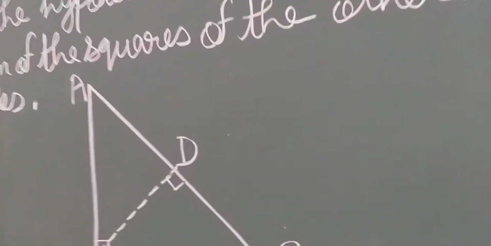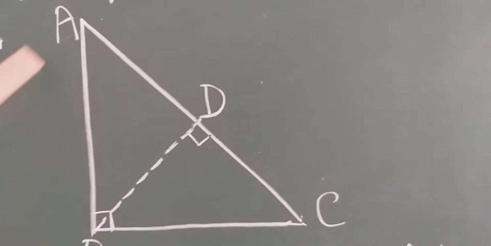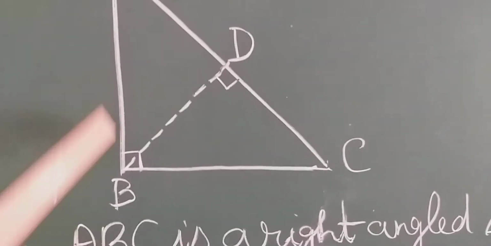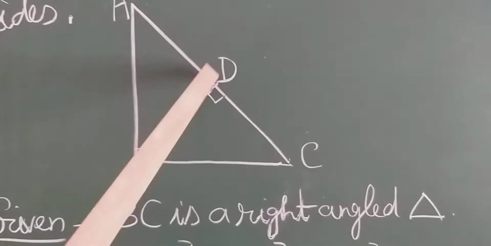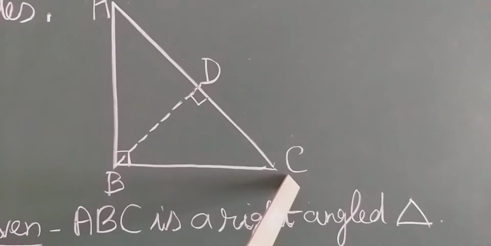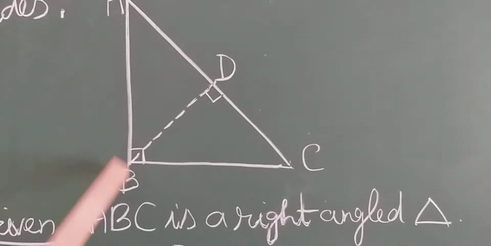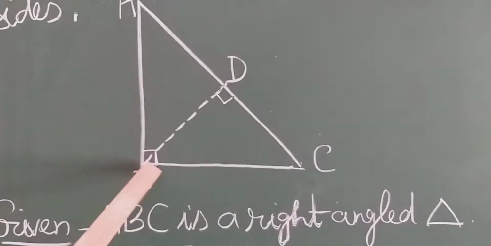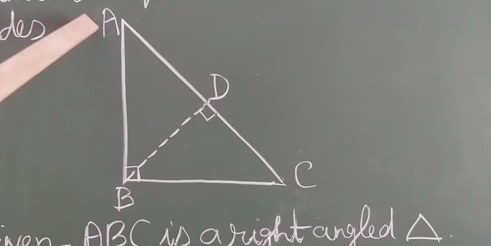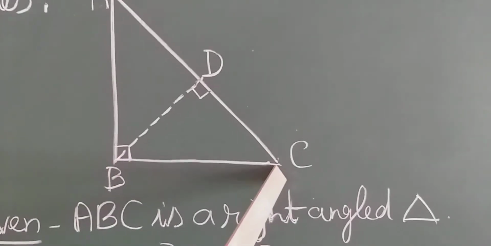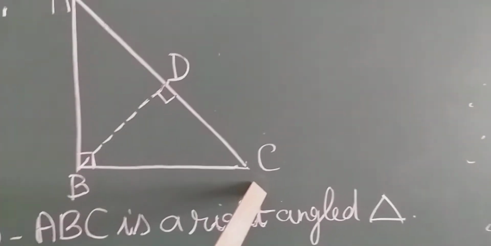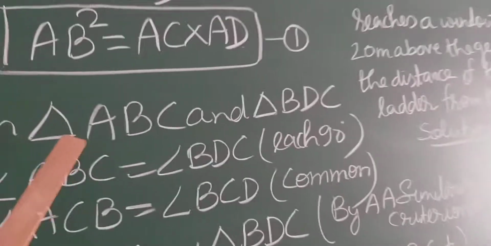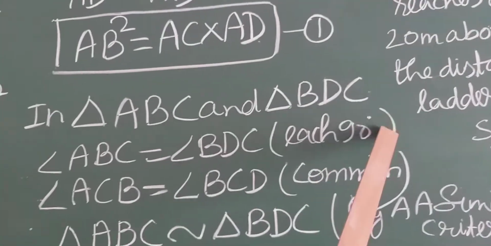Now students, in the same way, I am going to take the first triangle ABC and triangle BDC. Earlier I took triangle ABC and triangle ADB. Now I am going to take triangle ABC and triangle BDC. Okay students? Triangle ABC and triangle BDC.